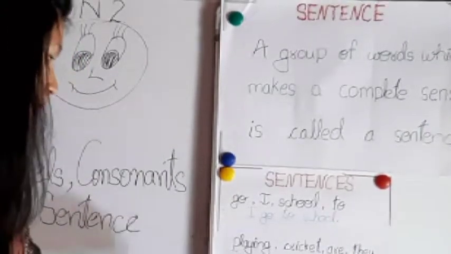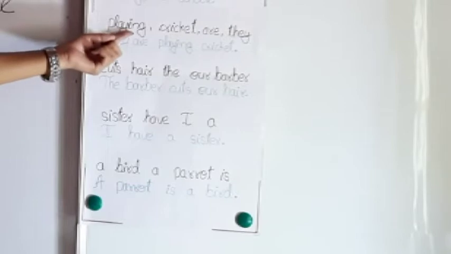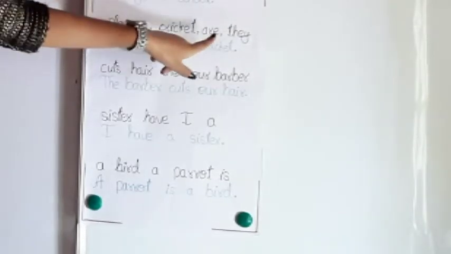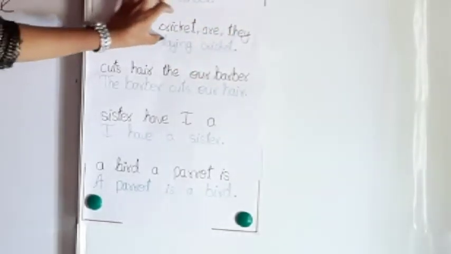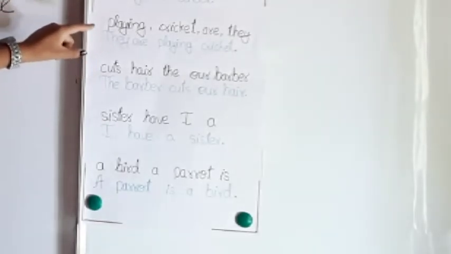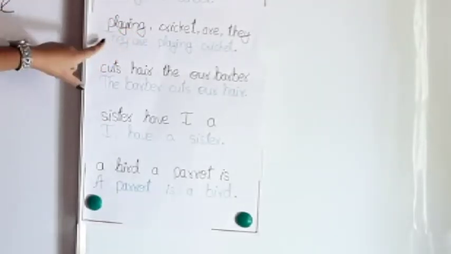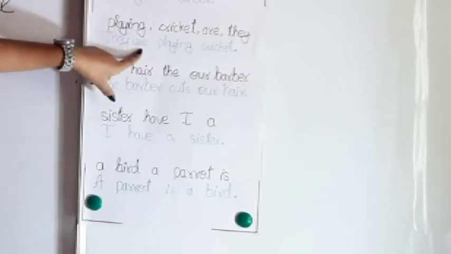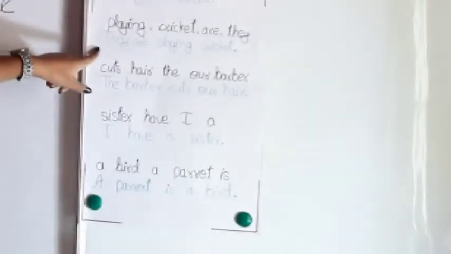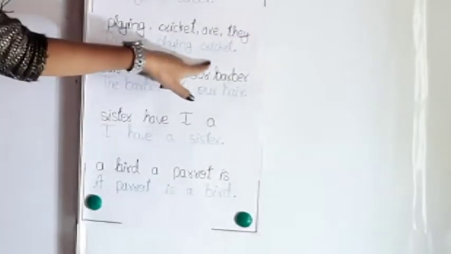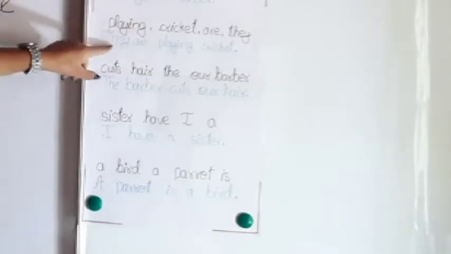Next example is: playing cricket are they. This group of words does not give meaning or sense. So let's form a meaningful and sensible sentence. They are playing cricket. Yes, it forms a meaningful and sensible sentence. So it is a complete sentence.